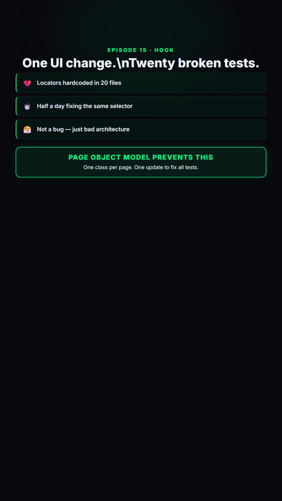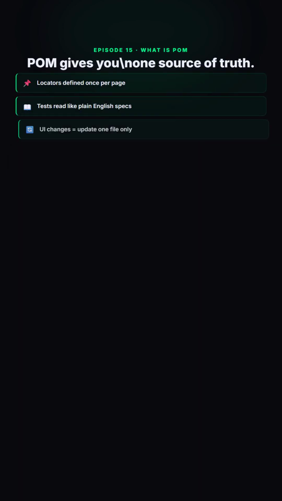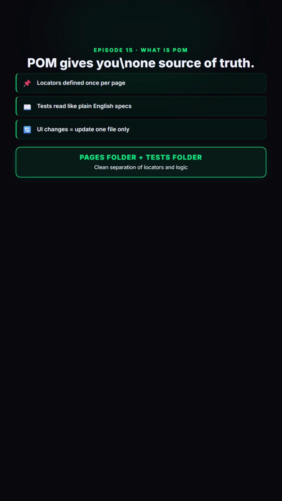And beyond maintenance, POM makes your tests more readable, more reusable, and easier for new team members to understand without needing to know anything about the application's HTML structure. Let us break down exactly what the page object model gives you. First, it gives you a single source of truth for locators. Every element on a page is defined once, in one class.